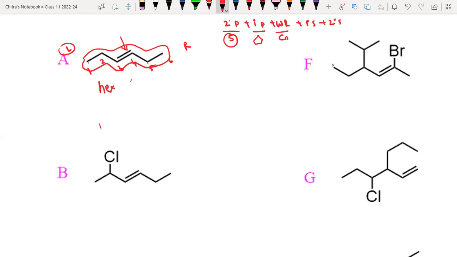Then primary suffix tells about multiple bonding, and we have a multiple bond here, which is a double bond, and it starts from the third carbon, so we have to write its position also, 3, and for the double bond I am writing ene. Then secondary prefix tells about functional group. Do we have a functional group? No, so forget about it. So this is hex-3-ene, the IUPAC name for A.